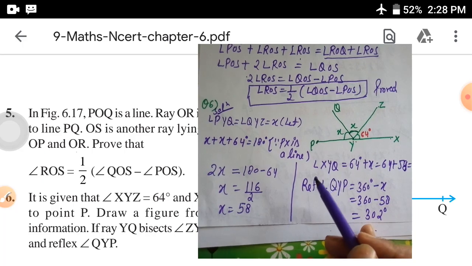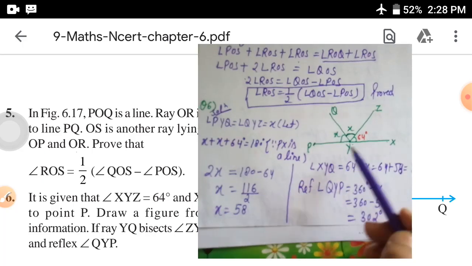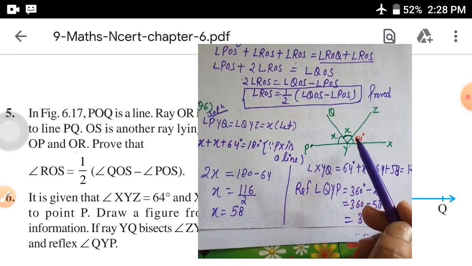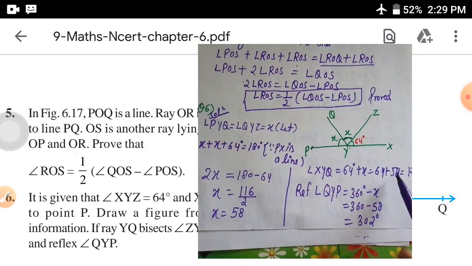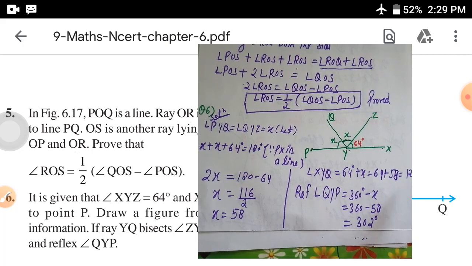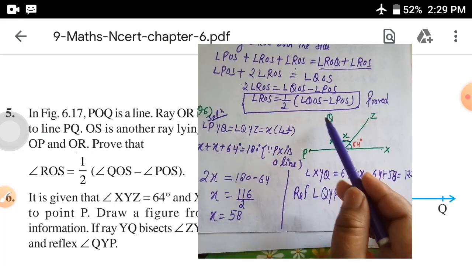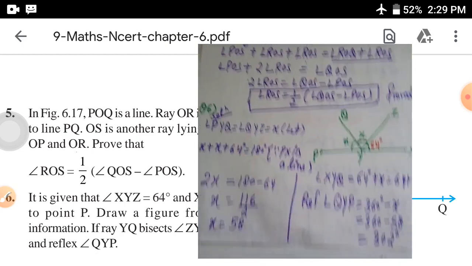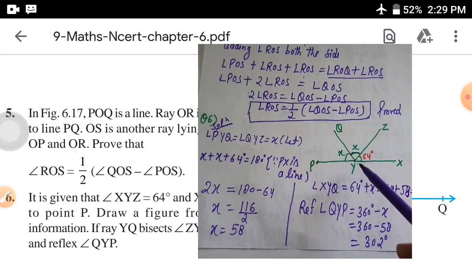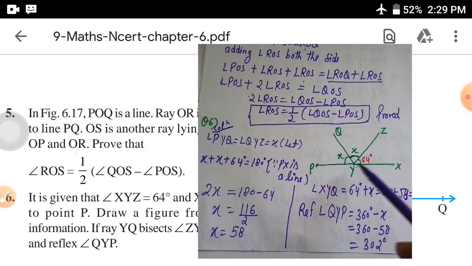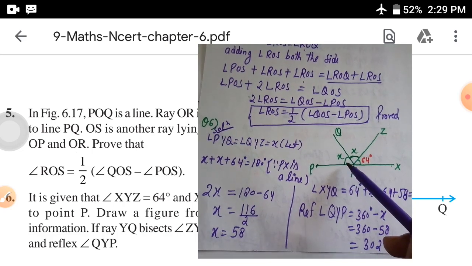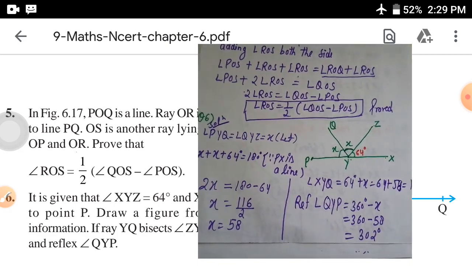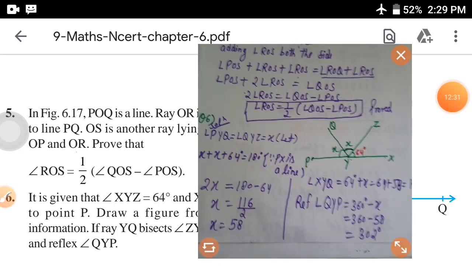Now we require XYQ. Angle XYQ we will find out after adding 64 and X. So 64 degrees plus X, and the value of X is 58. We will add this. Now see the reflex of QYP. The reflex of QYP means 360 minus this. So 360 minus angle X, which is 58, and the answer is 302. So this is all about this exercise. Thank you very much.